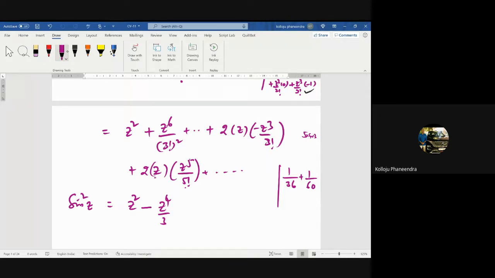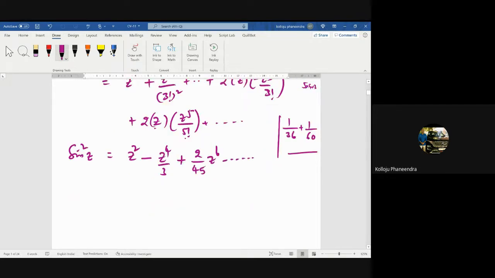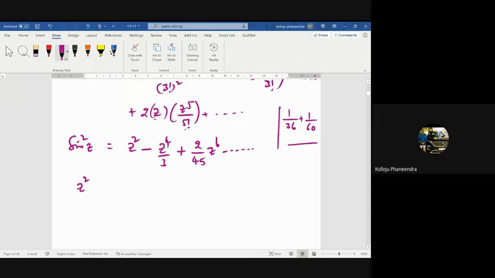After simplifying, what is this one? What is the answer? 90 will be there. Yeah, 90. That is 2 by 45 z power 6 and so on. This is the sine square z expansion. Now let me calculate the numerator, z square plus sine square z. That is nothing but 2z square minus z power 4 by 3 plus 2 over 45 z power 6 and so on.